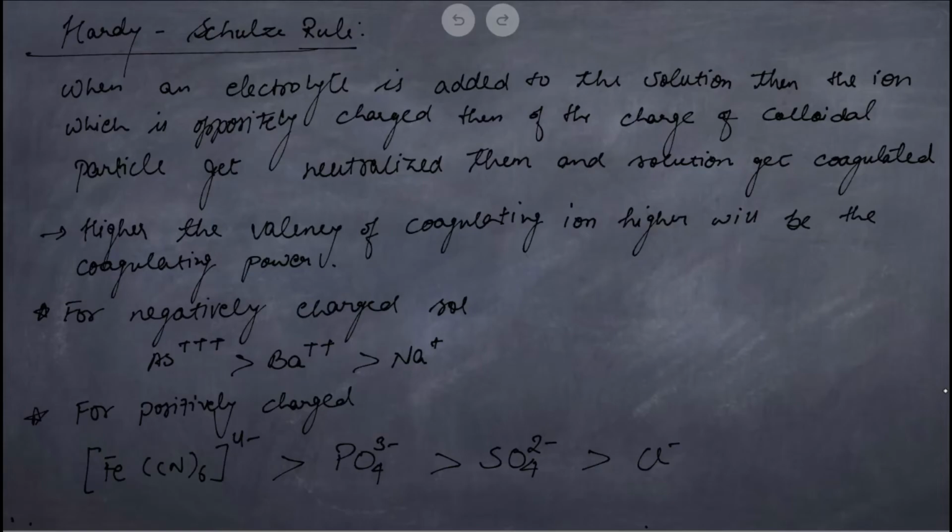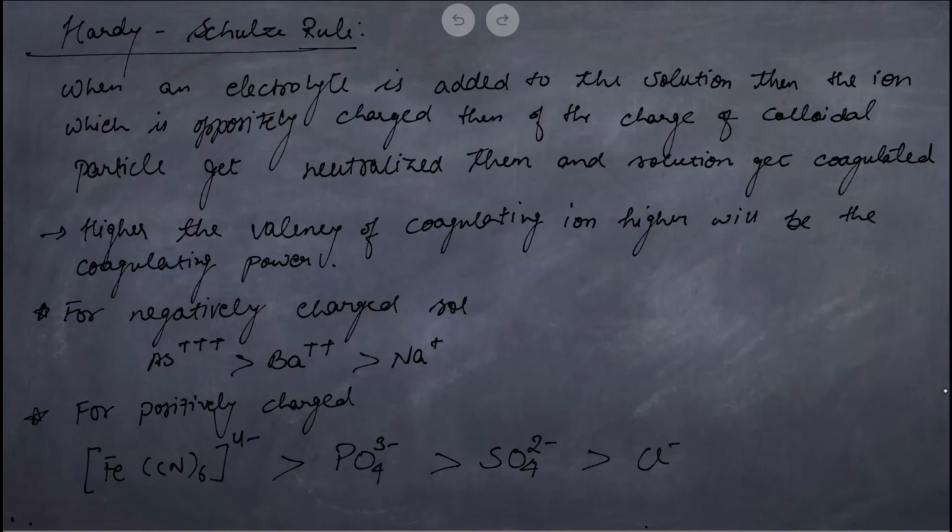Like I told in the previous slide, we add the oppositely charged sol. So if the colloidal particles are negatively charged, then we add a positively charged sol like arsenic, and the power of arsenic is more because it has a higher valency of plus 3. Okay, and Ba is plus 2 and Na is plus 1.